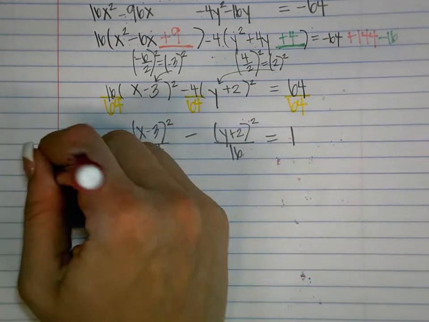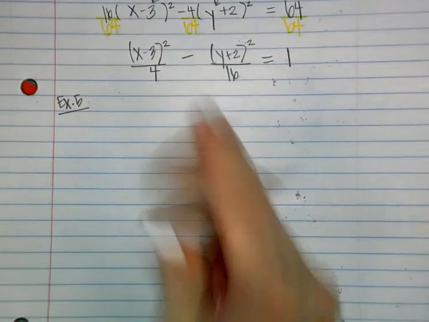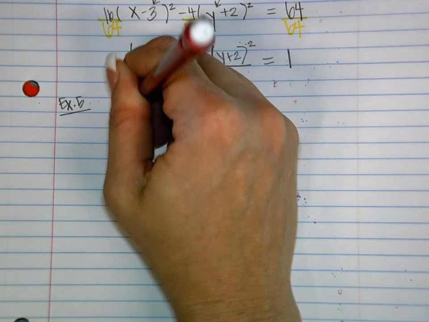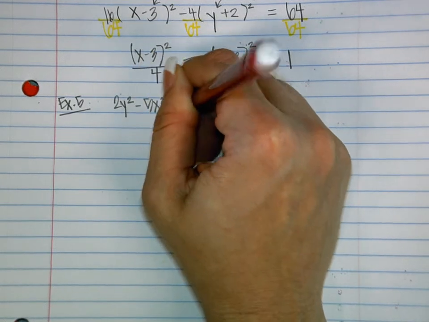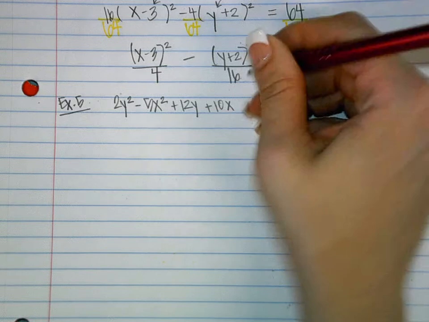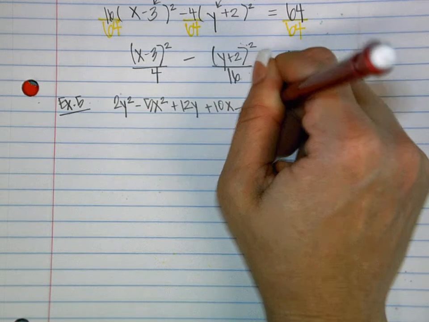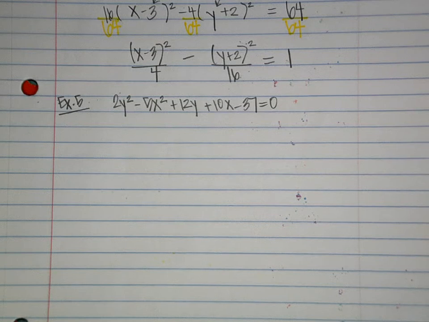Okay, let's try another one. Same thing. I want you to rewrite in standard form for number 5: 2y squared minus 5x squared plus 12y plus 10x minus 37 equals 0.